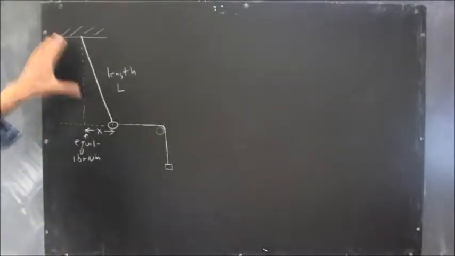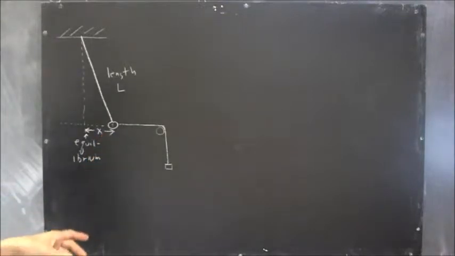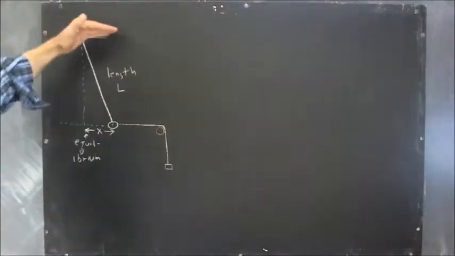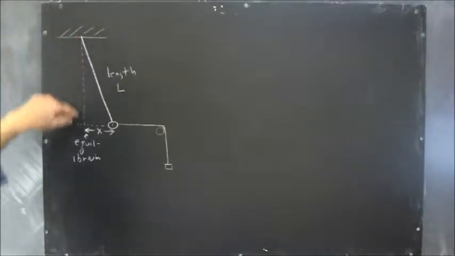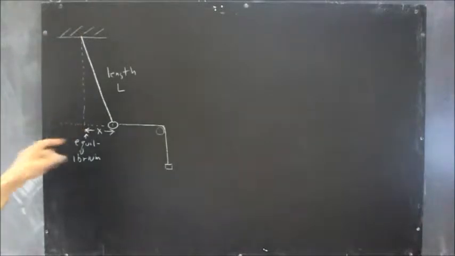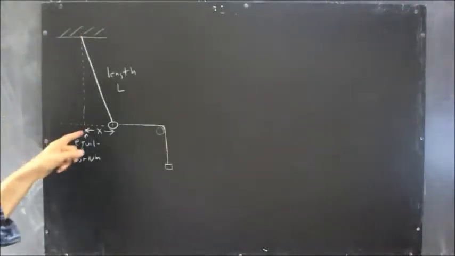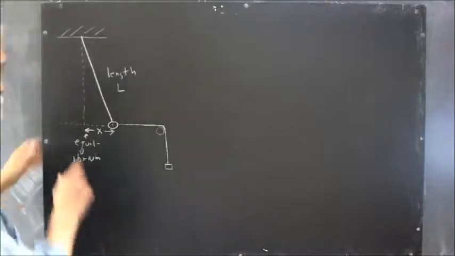Here's a diagram, a sketch of a similar situation. We have a pendulum suspended from the ceiling. The equilibrium position of the pendulum is directly below the point where the string is tied. That position we call the equilibrium position. We're going to call the displacement x, and actually x is going to be a vector.